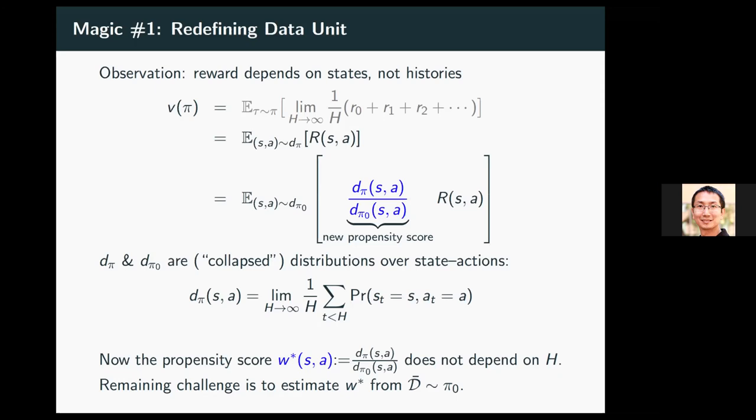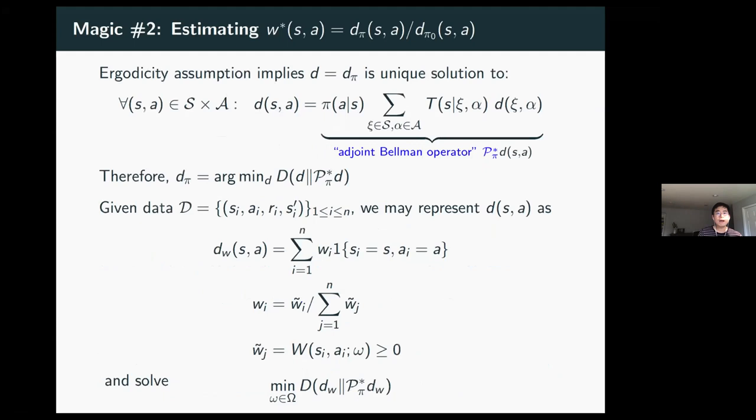So going back to this slide, the intuition here is that the first step is to redefine the data unit so that we don't look at trajectories, but look at individual state action pairs to avoid the dependence on H. Now the second step, which I think is more interesting technically, is to estimate the ratio W star, the ratio between two distributions. Remember that the data we have is drawn from pi zero, so we only have one data set from pi zero, and now we want to estimate d pi over d pi zero. So this is challenge one.